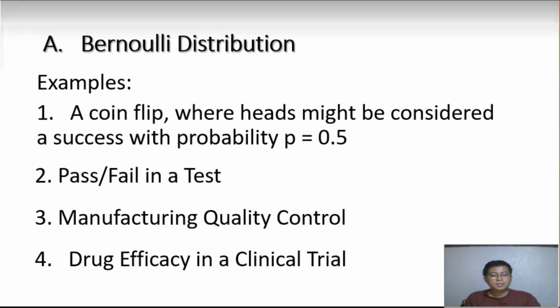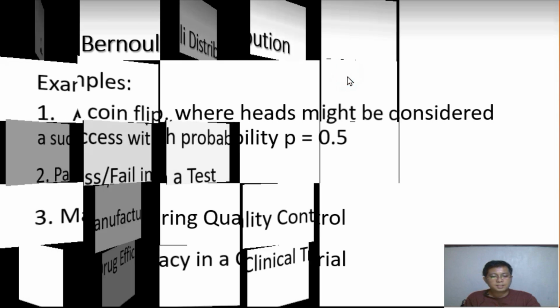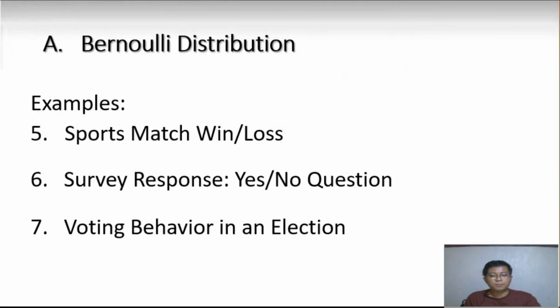Another example is in drug efficacy in clinical trial. So when a drug is administered to a patient during a clinical trial, the possible outcome is either the patient responds positively to the drug, which is success, or does not positively respond to the drug, which is failure, with probability P representing the effectiveness of the drug. Let's take a look at the other examples.